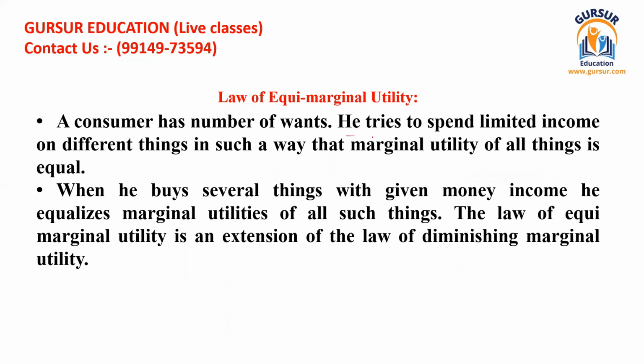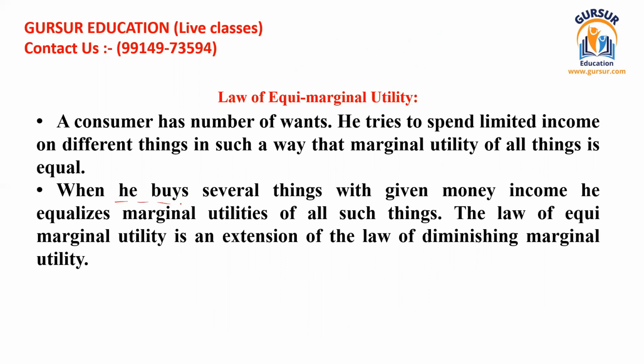So a consumer always tries to spend his income on different things in a way that the marginal utility of all things is equal. Whether you are purchasing apples, bananas, oranges or any kind of fruit, you shall spend your money in a way that you get equal marginal utility from all these products. This is known as the law of equimarginal utility, and it is all about that.